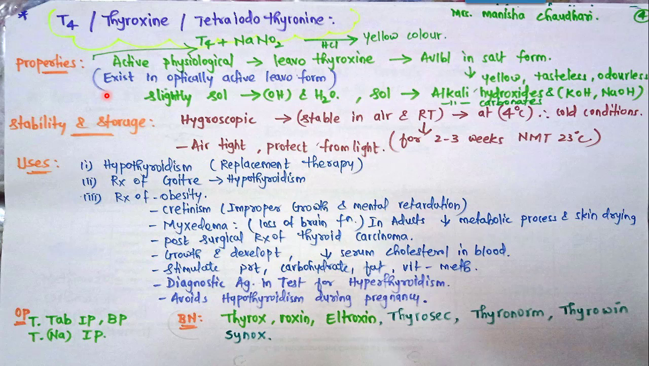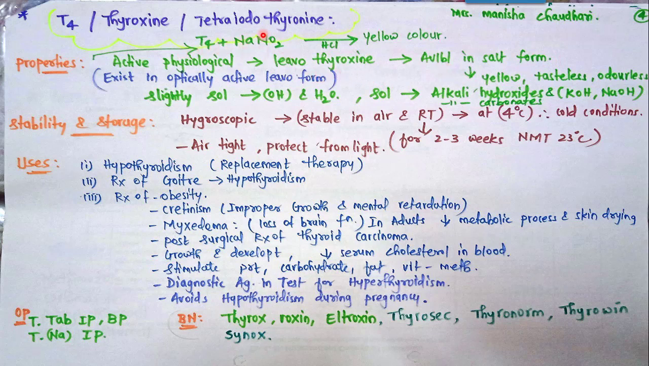Next, coming towards thyroxine T4, which is also known as tetraiodothyronine. Coming to the properties, the physiologically active form of T4 is levothyroxine. This levothyroxine is available in salt form also, commonly known as levothyroxine sodium.